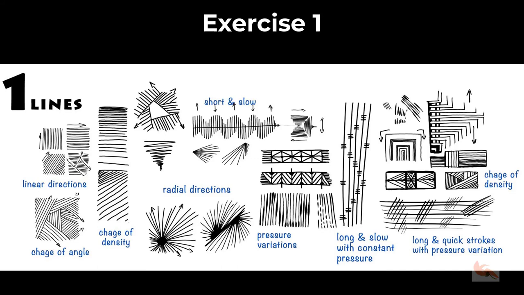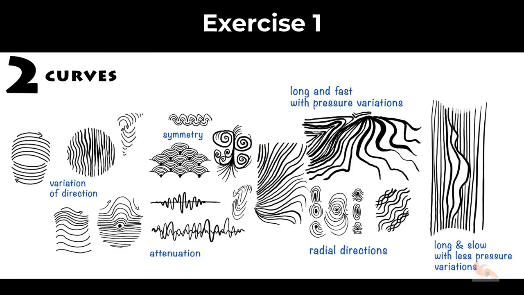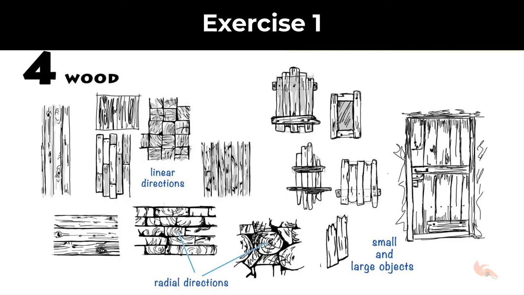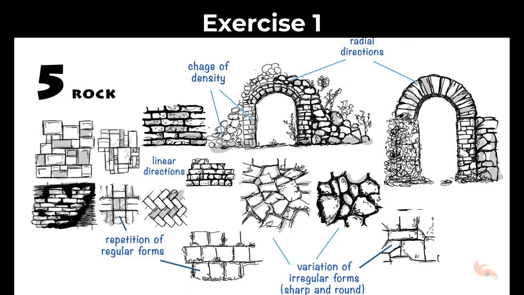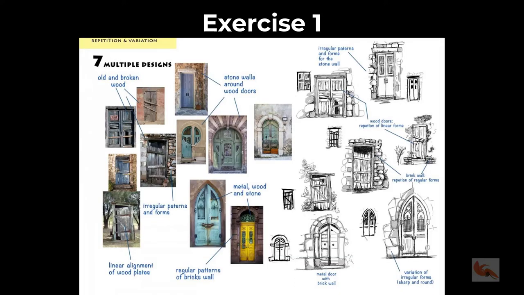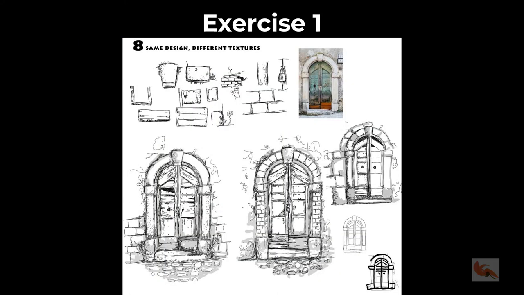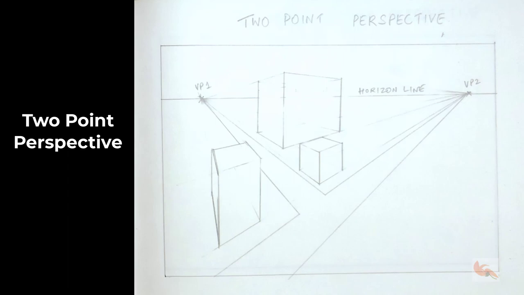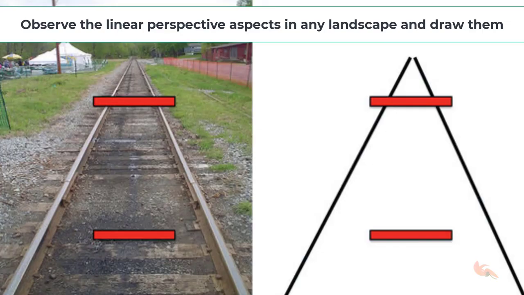Exercise 1. To improve upon the normal skills, draw these different variety of lines, curves, waves and spirals, wood textures, rock and metal textures. You can even draw the various designs. Exercise 2. Practice drawing a few rectangles in 1-point, 2-point and 3-point perspectives. Exercise 3 is try and notice the linear perspective aspects in any landscape.